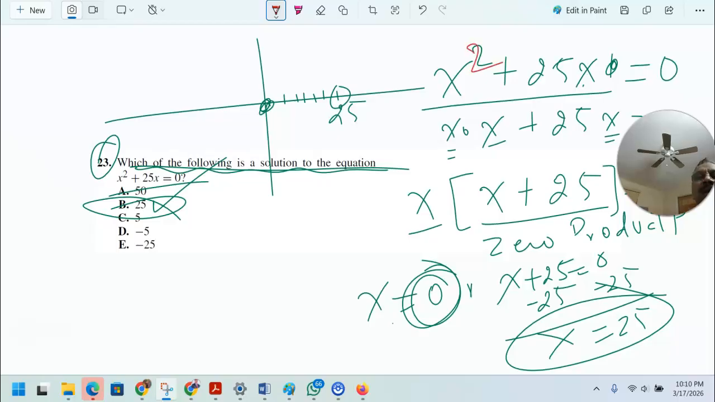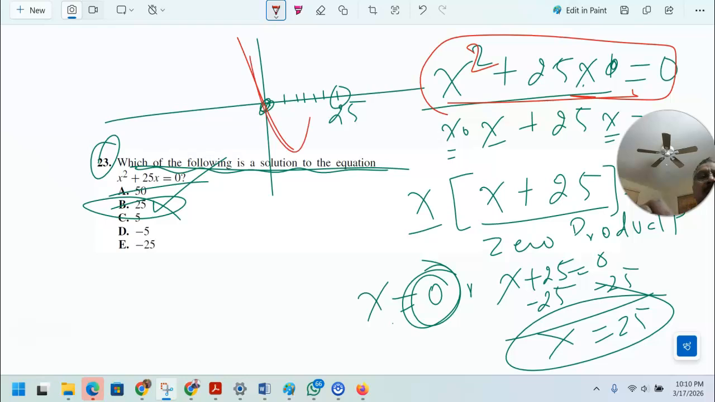Because the degree is 2, this is a quadratic in standard form, and if something goes like this, there's a parabolic shape, a concave arc going.